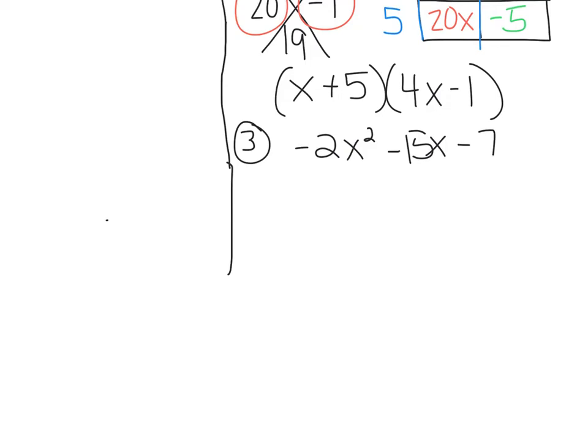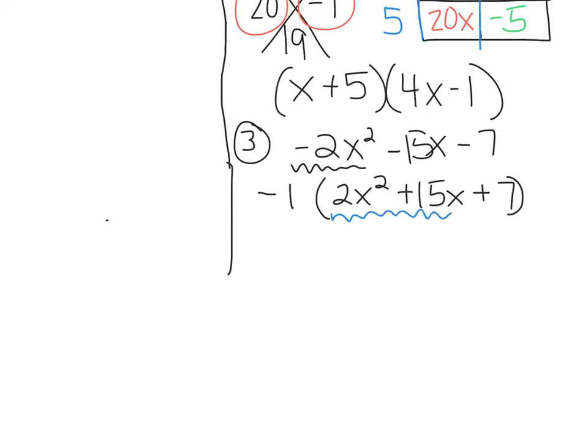So notice that, all right, my first term is negative. So I'm going to want to get that negative 1 out. So I'm going to use that as my GCF and factor it out. So negative 2x squared divided by negative 1 is just 2x squared. Negative 15x divided by negative 1 is positive 15x. And negative 7 divided by negative 1 is positive 7. Now I'm going to do my X box just for what's left inside the parentheses. We'll use this negative 1 later.